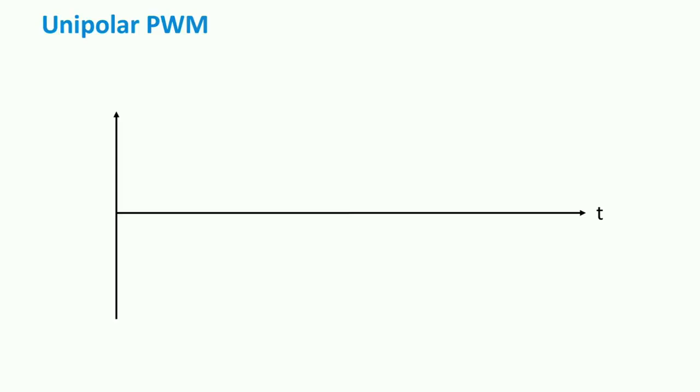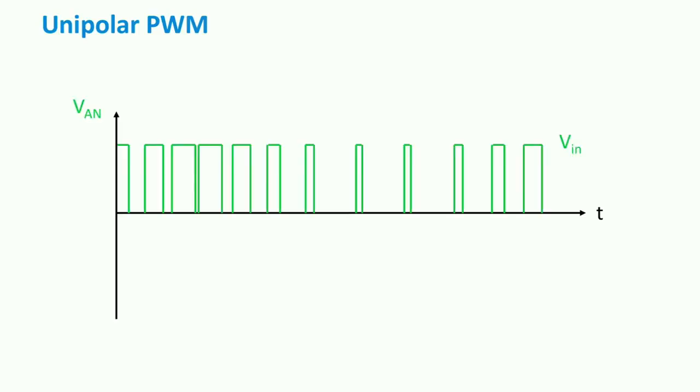Once compared the signals as I said before, we obtain the voltage on leg A compared to a neutral point. The amplitude of the pulses is either the input voltage or 0. The same result is obtained for leg B.